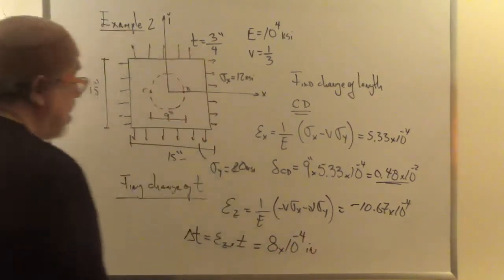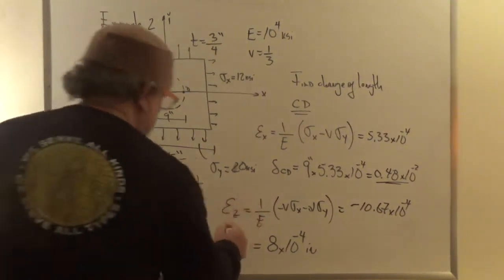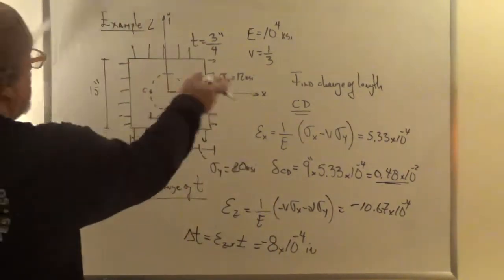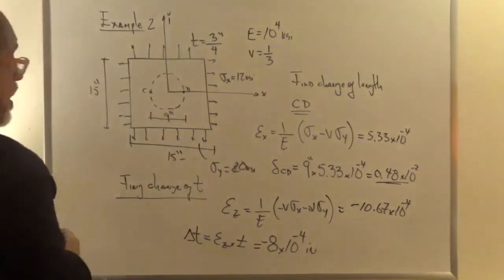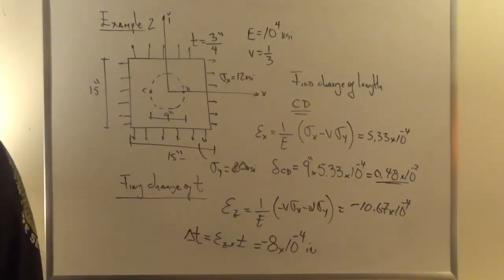So that's how much thinner the plate got in this particular case. Actually, I should say this was minus, so that's minus. That means it got thinner, as is obvious: you're stretching it, it comes in on itself. So that's how much it comes in. So those are two very simple examples.